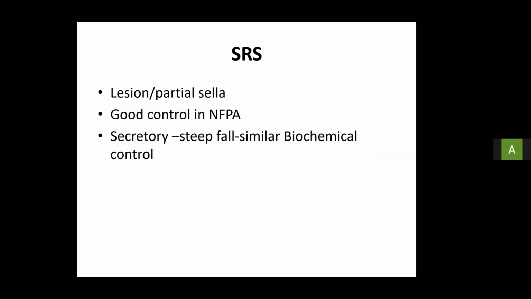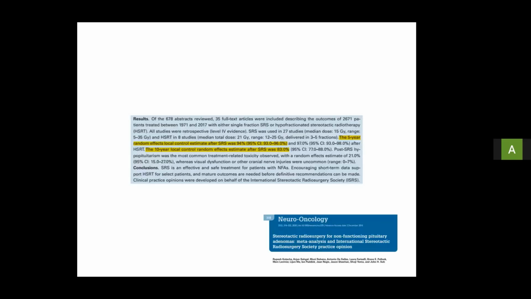It gives very good control in NFPA, but in secretory, what it achieves is a very steep initial fall of the hormones, which may actually give rise to much better control of the secondary morbidities encountered in these tumors, such as hypertension, diabetes, weight gain, edema, which are extremely troublesome for patients. But at the end, what we typically see is, despite much higher doses, similar biochemical control.